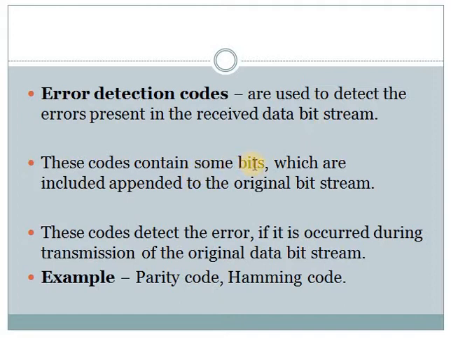This code contains some bits which are appended to the original bit stream. This code detects the error if it occurs during the transmission of the original data bit stream. During the transmission the error may occur, that is, 1 may change to 0 or 0 may be changed to 1. For example, we are using these two types: one is parity code and another one is Hamming code. But in this computer organization and architecture course, we are going to see only the parity code.